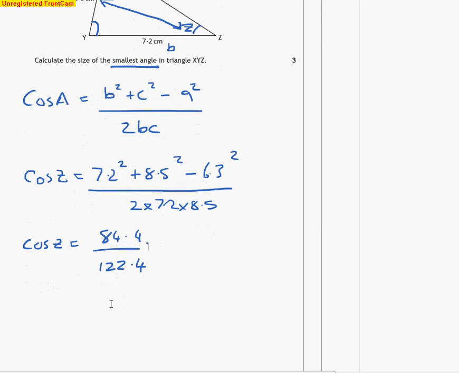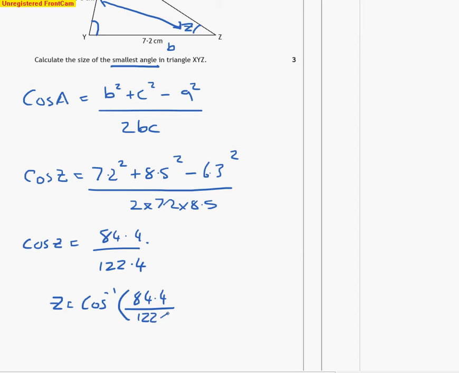So to get z on its own, to undo cos, we do z is equal to inverse of cos, which is cos to the minus 1, 84.4 divided by 122.4. And that should come out as 46.41 degrees.